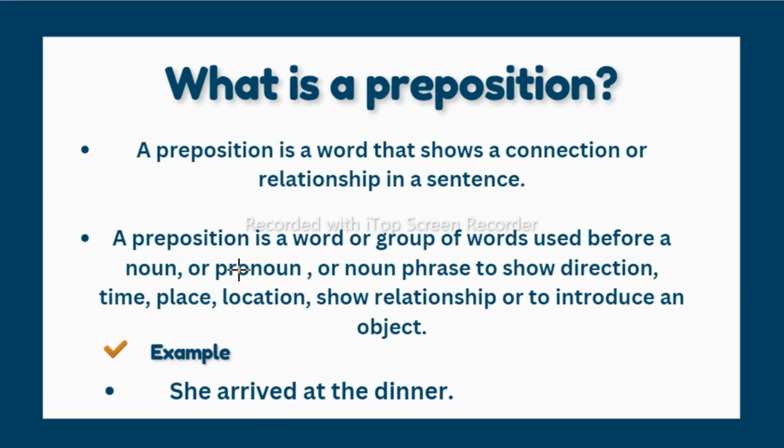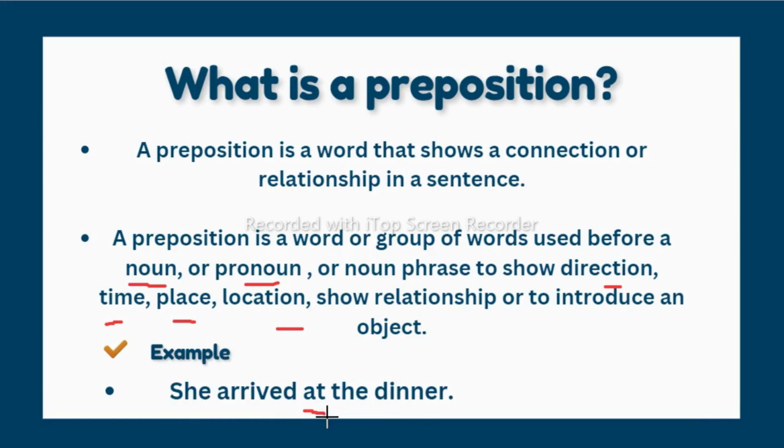For example, you can see here a preposition is a word or group of words used before a noun or pronoun, or it could be a noun phrase, to show direction, time, place, location, so to show the relationship with the object or to introduce an object. For example, you can see here, she arrived at the dinner. Now here, where is the preposition?